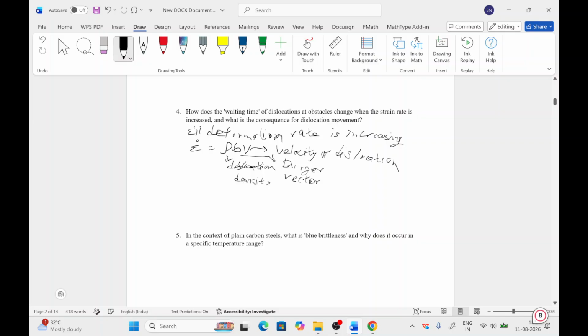So velocity can be written as, if we want to move a dislocation from this point to this point, this is L, and we have to move L distance in time t. So this can be written as rho b L by t.